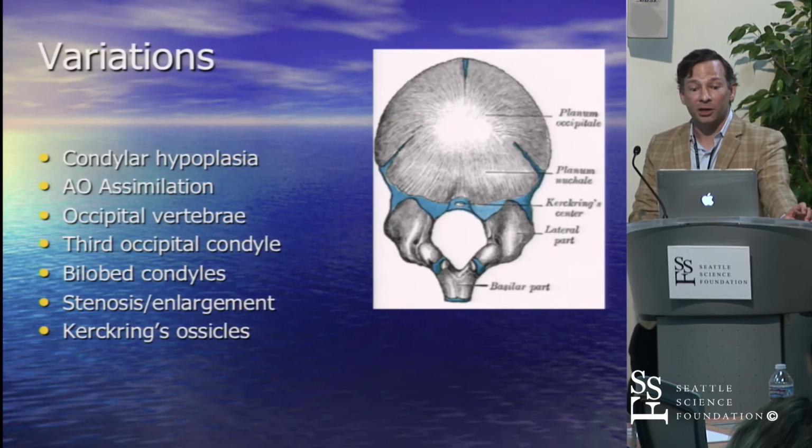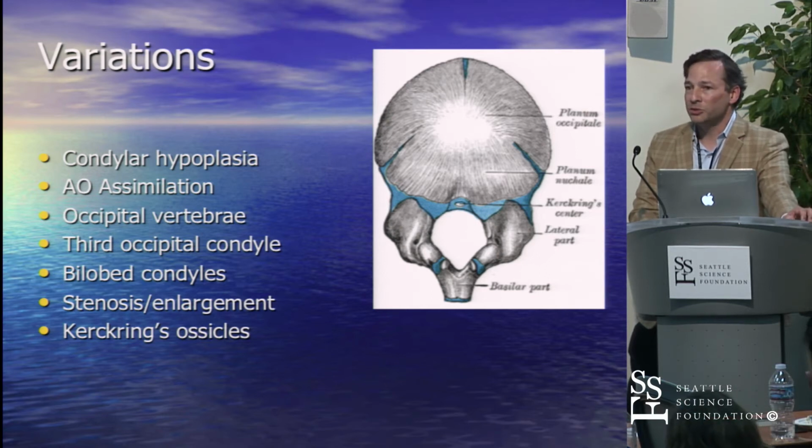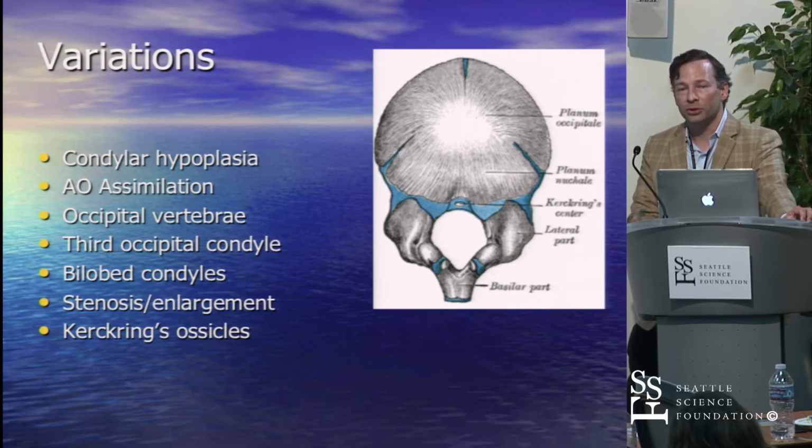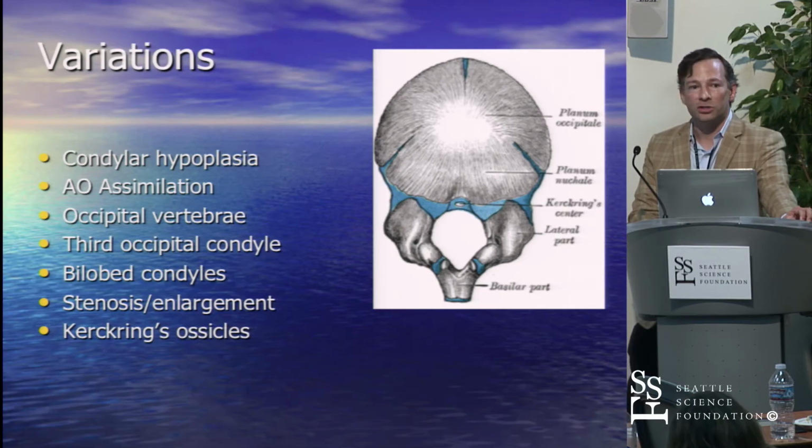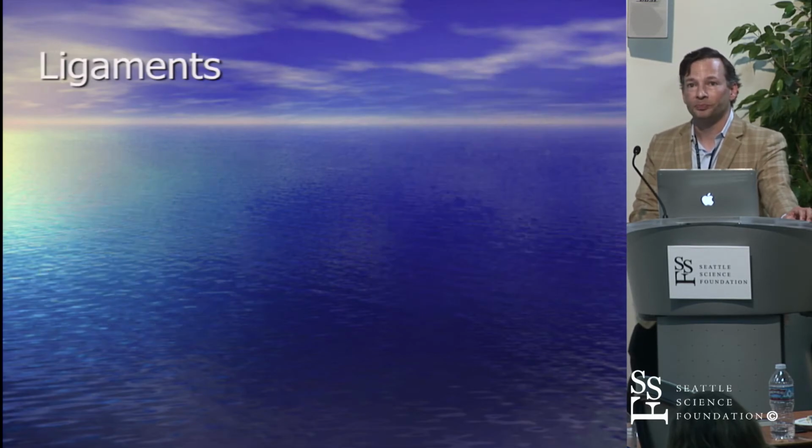Some variations of the foramen magnum: obviously condylar hypoplasia, atlanto-occipital assimilation, occipital vertebrae, which are thought to be derived from proatlantal derivatives, and third occipital condyles, which are in that same category and are found near the basion. You can have bilobed occipital condyles, stenosis of the foramen magnum seen with achondroplasia, enlargement of the foramen magnum seen with Chiari 2 malformation or children with myelomeningocele, and Kirkring's ossicles, which you may occasionally see as small secondary ossification centers on the posterior aspect of the foramen magnum.